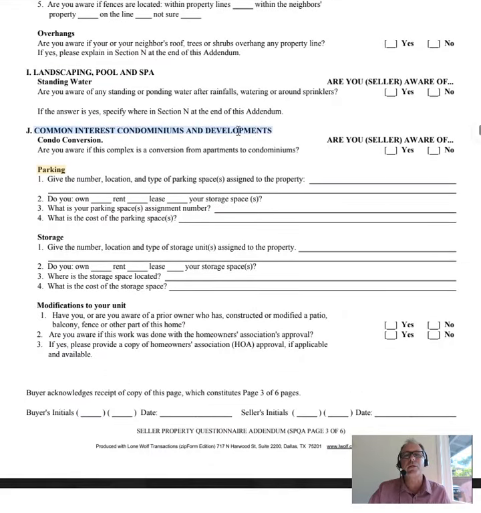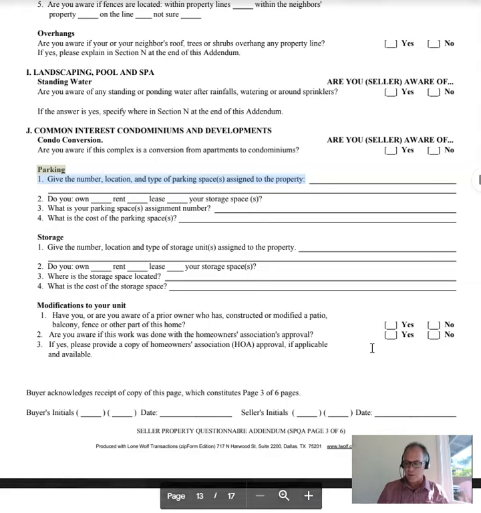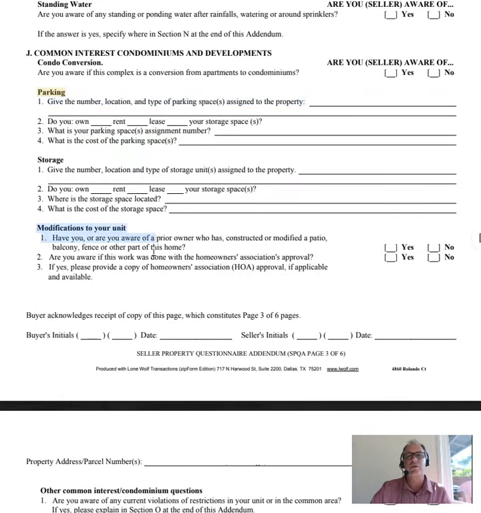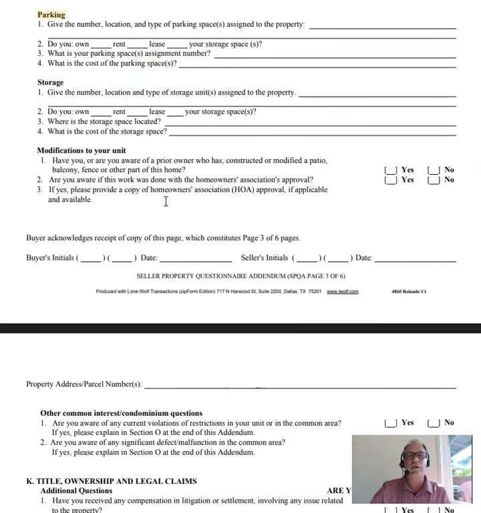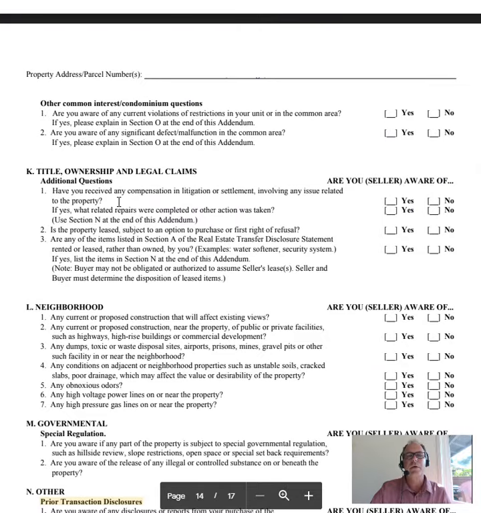Okay, and then the next part is basically condominium, another section with parking. This is another one that is important to identify. Parking can be problematic in the sense of, you say you have two parking spaces, one you own, one you're renting from a neighbor. You need to be very clear that the parking spaces you're stating you actually own transfer with the property. Storage, any modifications to your unit if you have not done it with HOA approval, that kind of thing.